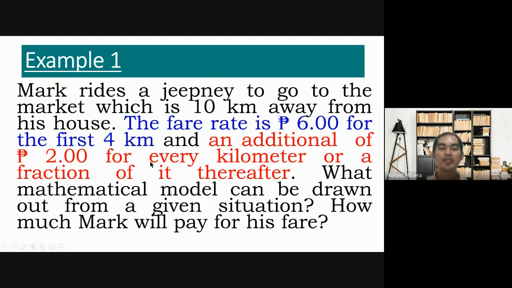Okay. Kung makikita nyo, yung problem na present ko number 1 ay may kulay. Kasi ito ay isang example ng piecewise function. There are 2 conditions. Yung kulay blue, that's the first condition, at yung kulay pula, that's the second condition. Ang first condition ay ang rate ng first 4 kilometers ay 6 pesos. Pero, pag lumampas daw sa 4 kilometers, may additional na 2 pesos. Sabi dito, for every kilometer.